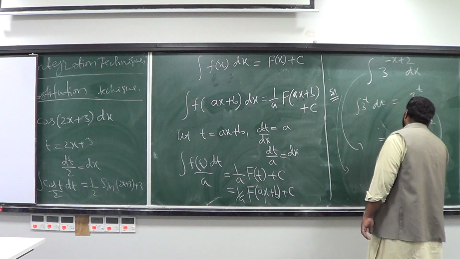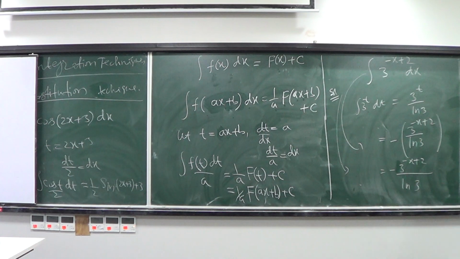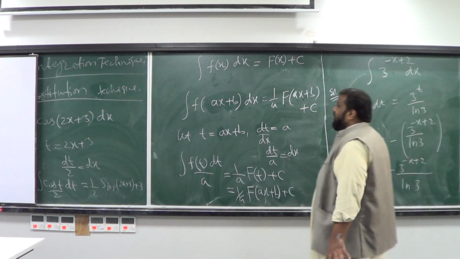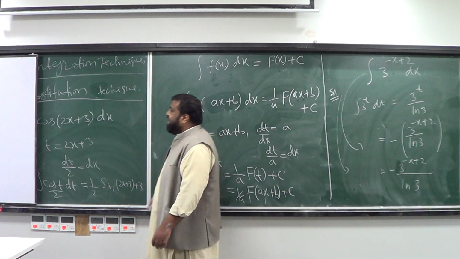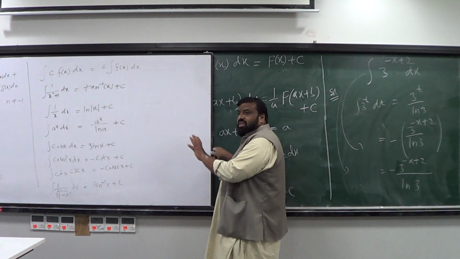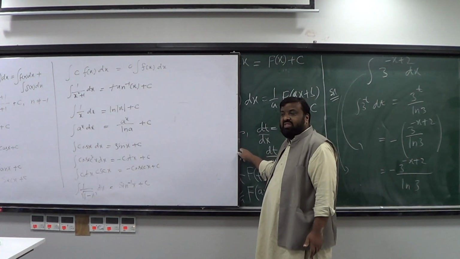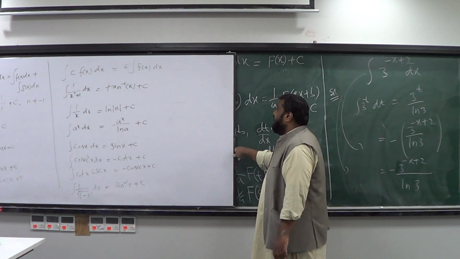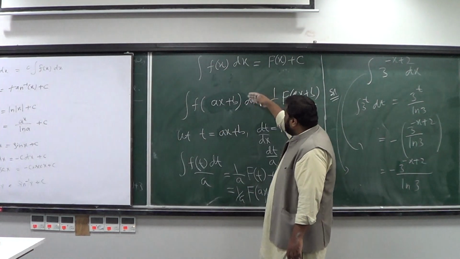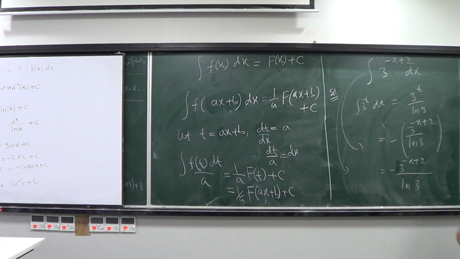3 power minus x plus 2 divided by 2 log 3. So that would be the recipe if your standard form of the integral is perturbed, is changed by a linear expression. Then you can apply this algorithm and compute the integral.